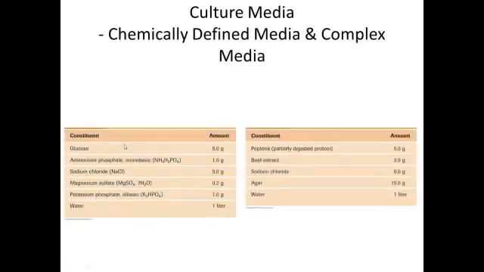Okay. Now you'll notice this one has things like glucose, ammonium phosphate monobasic, sodium chloride, magnesium sulfate, potassium phosphate dibasic, water. Now if you were reading this on the label of your cereal, you would probably be going, "Oh, I'm not going to eat that. There's all these chemicals." Whereas over here, you'll see peptone, partially digested protein, beef extract, sodium chloride. That's all. Ooh, yes, I've got protein, and yes, I'm more likely to eat that.